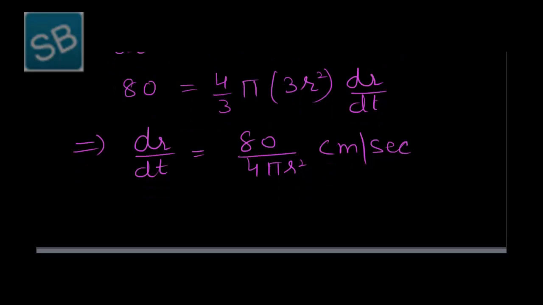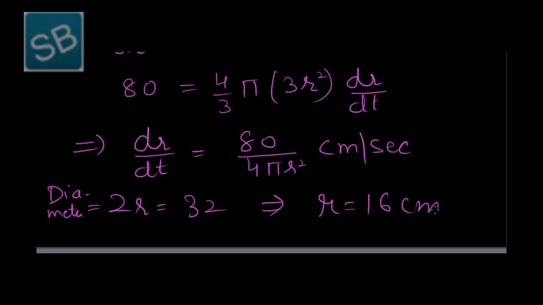So we have diameter, that is 2r, that is diameter, that is 32. It gives radius is equal to 16 centimeter. So we have to find here how fast is the radius of balloon increasing. That is, we have to find the rate of change of radius, that is dr by dt, when the diameter is 32.